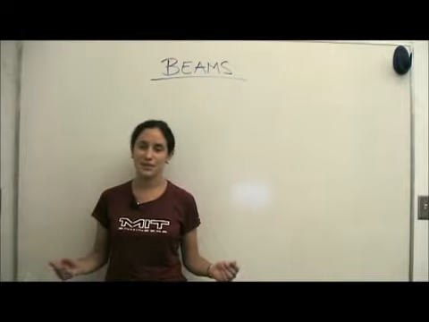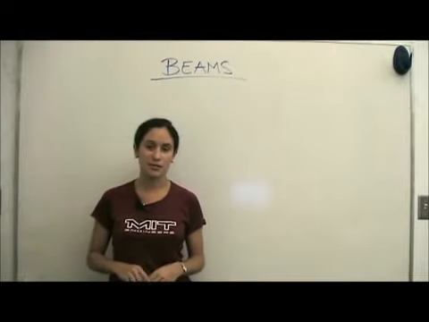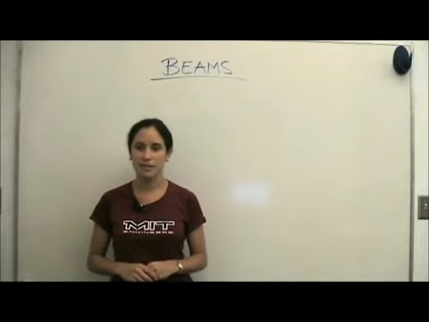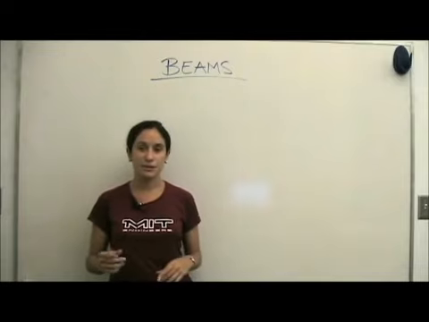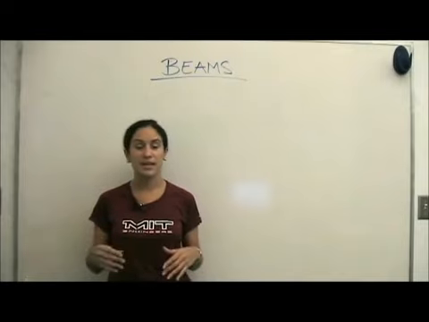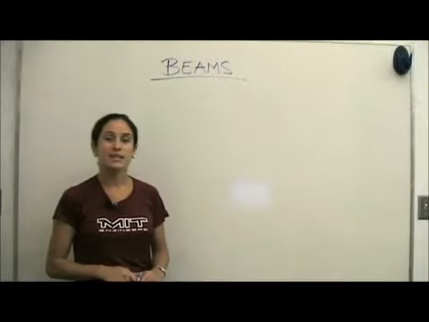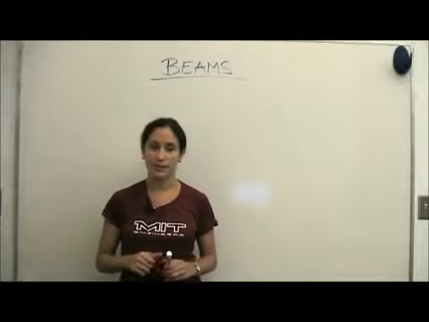It might seem like it's very easy to design beams, but if they're not designed properly, they can fail catastrophically. Take, for example, the Tacoma Narrows Bridge. In this video, we're going to see that when the gust of wind hit the bridge, it caused it to deflect and eventually to fail. So how do we make sure that our beams don't fail like that?